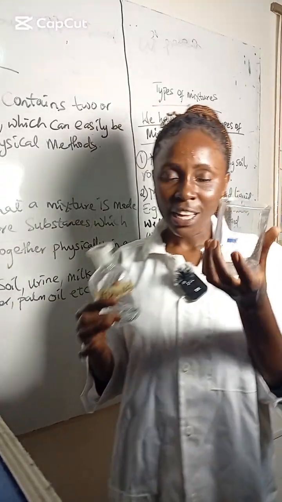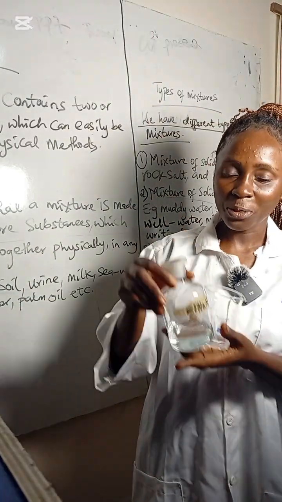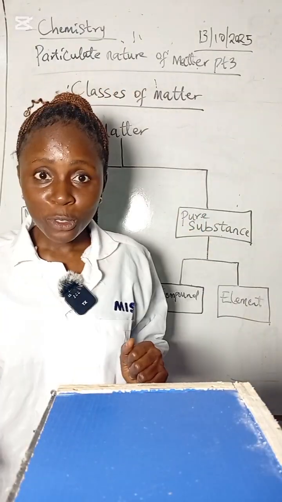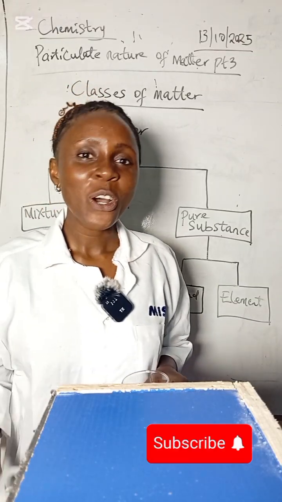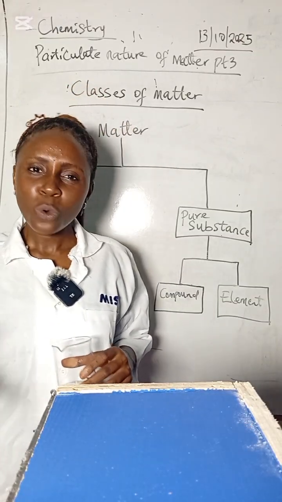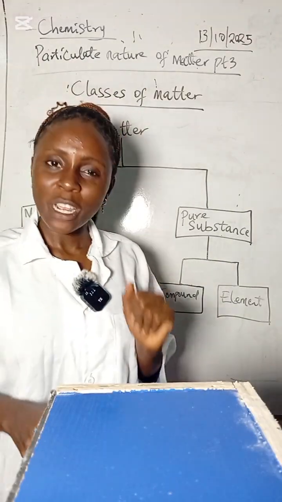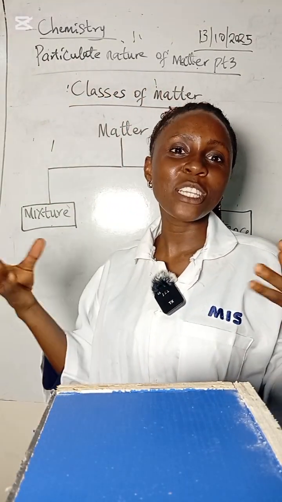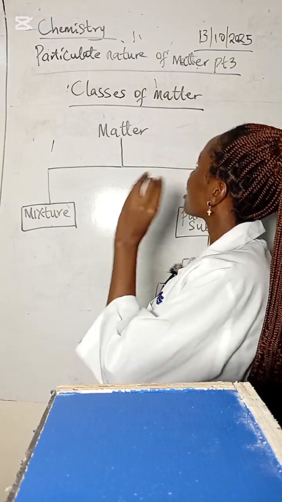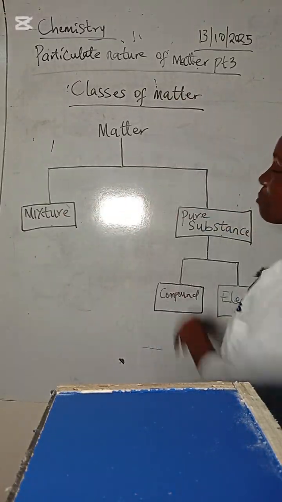This is my water, and this is my ethanol, which is an alcohol. If I told you that water, air, gold all belong to different classes, would you believe me? All right, watch closely. By the end of this lesson, you're going to see how matter has been grouped into different categories. In this class, we are going to be dealing with classes of matter.